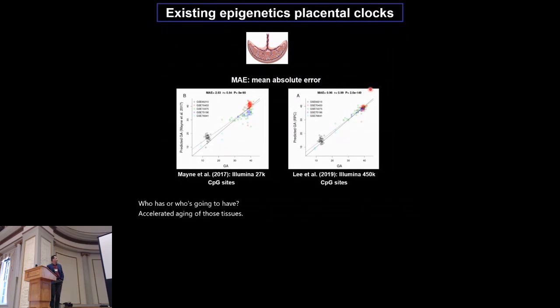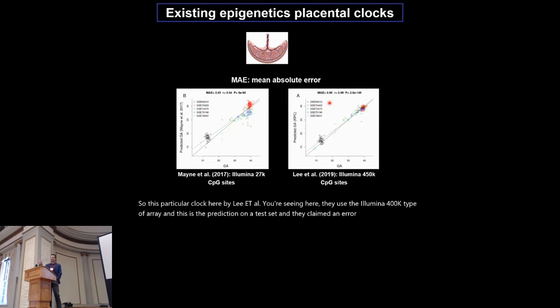So this particular clock here by Lee et al., you're seeing here, they used the Illumina 450K type of array, and this is the prediction on a test set. And they claimed an error of about 1 week mean absolute error. So 1 week of differences between the actual gestational age, which can go up to 40 weeks or a little bit more, and the predicted values. When they used a previous clock, which was based on Illumina 27K, which was a smaller array, they concluded that the previous clock had a higher error of about 2.6 mean absolute error, which is here, right?